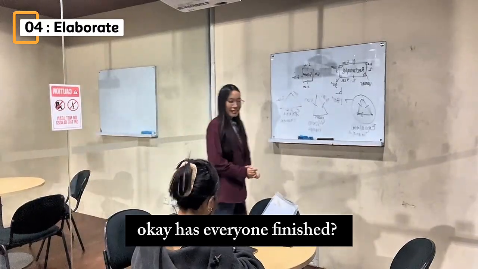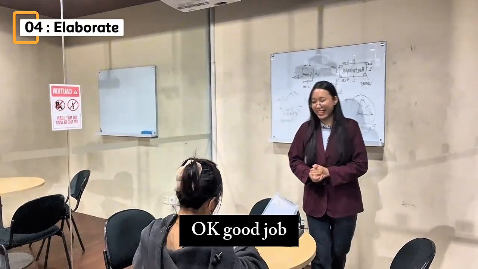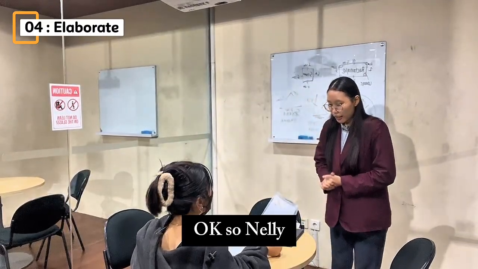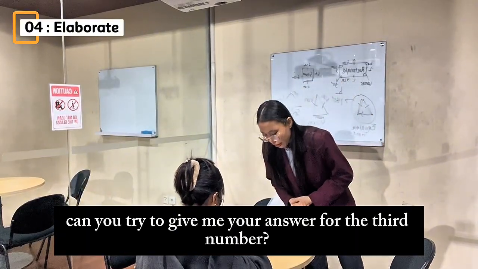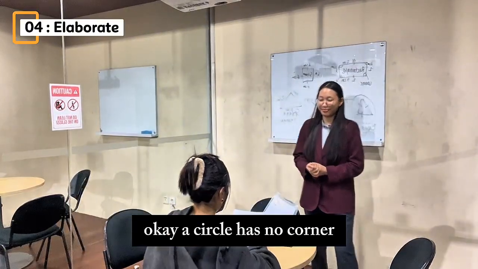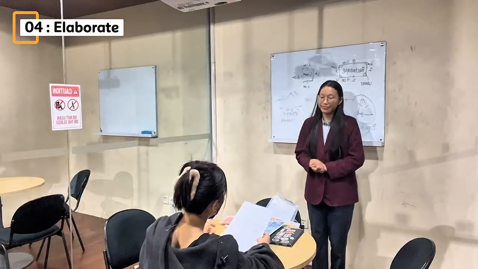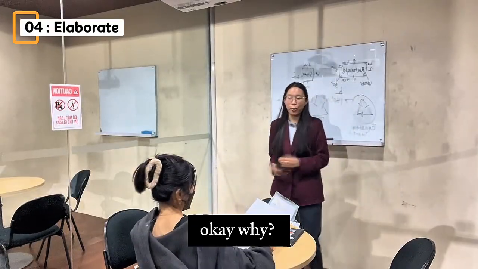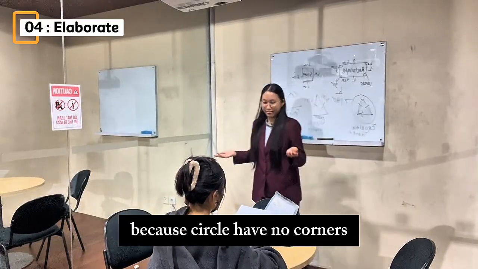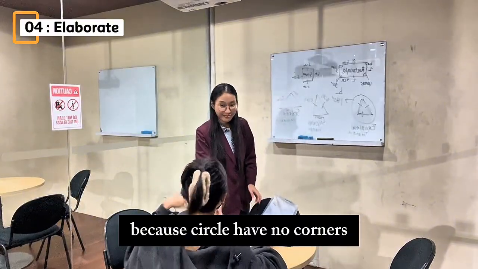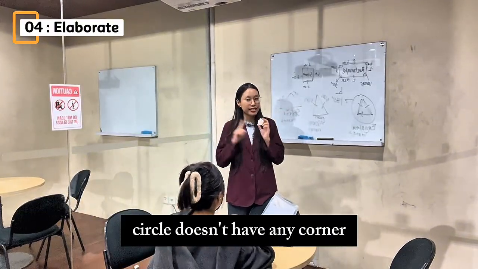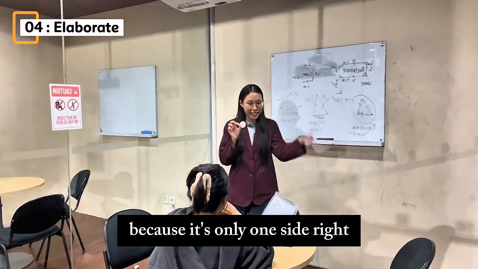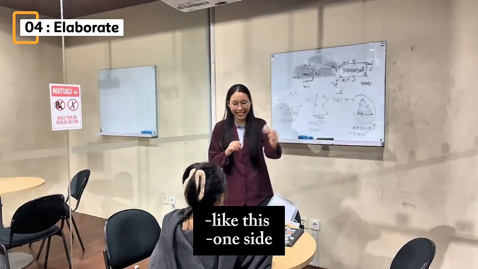Okay, is everyone finished? Finish. Okay, good job. Okay, so Philly, can you try to give me your answer for the third number? Okay, a circle has no corners. True. True. Okay, why? Because circle has no corners. Yeah, right. Circle doesn't have any corner because it's only one side, right? Like this one. Okay, good job.